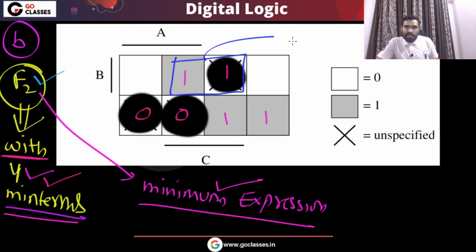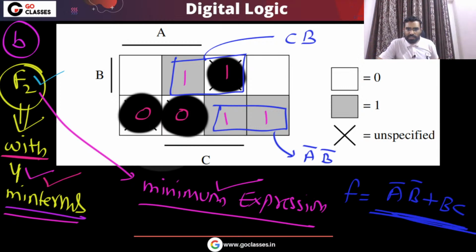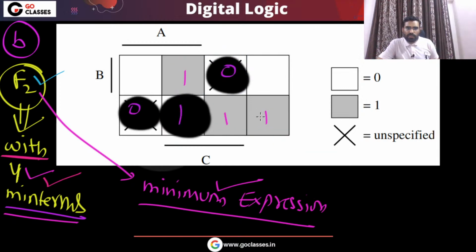Here you can notice, in this area, C is 1 and B is 1. In this area, A is 0 and B is 0. So the final function here will be A bar B bar or BC. Here you will get this function, A bar B bar or BC. If you make this one, then which function will you get?